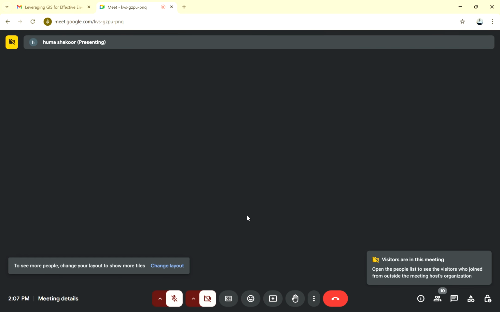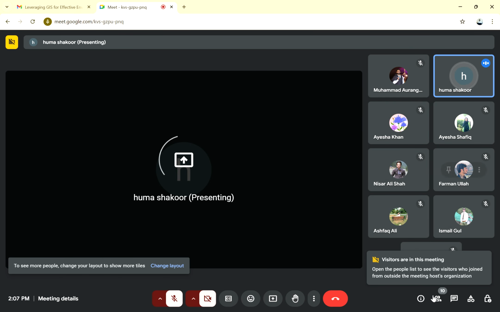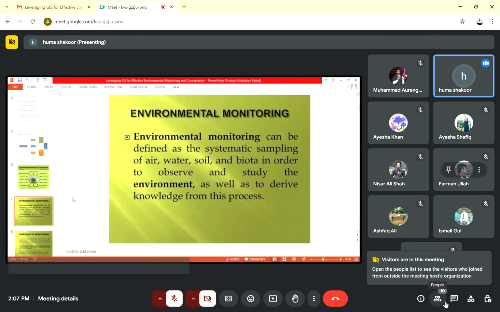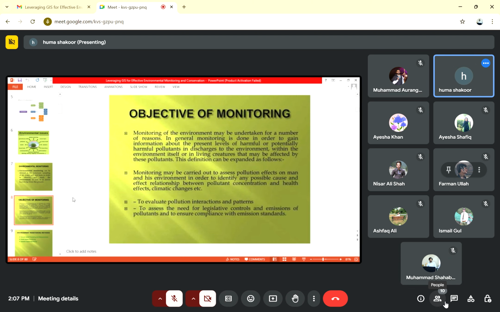We have to analyze the different parameters which are present in our environment, that is air, water, soil, and the biotic component. What are the objectives of monitoring? Monitoring of the environment may be undertaken for a number of reasons.